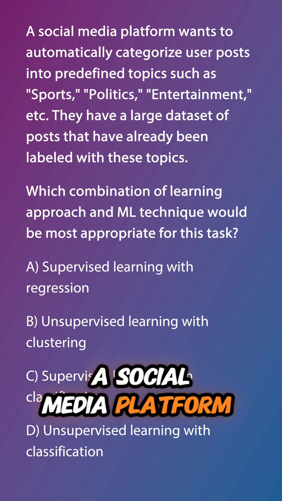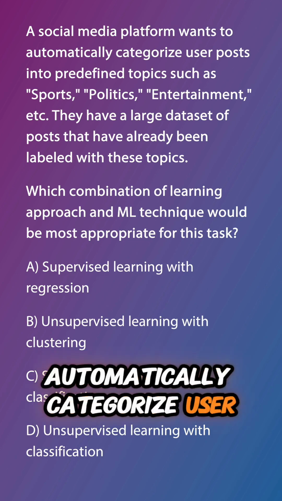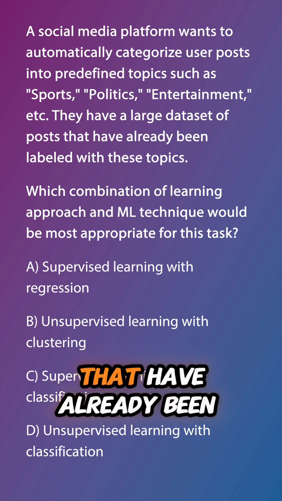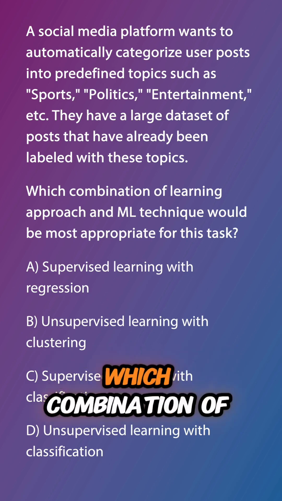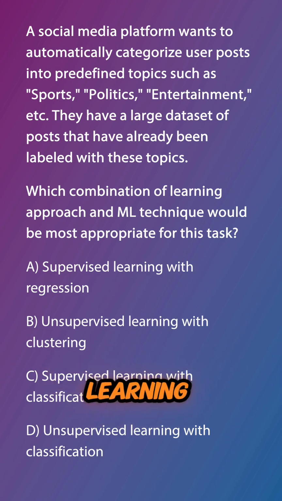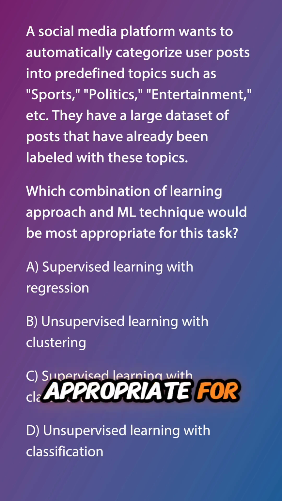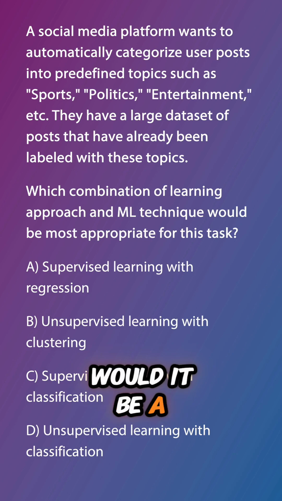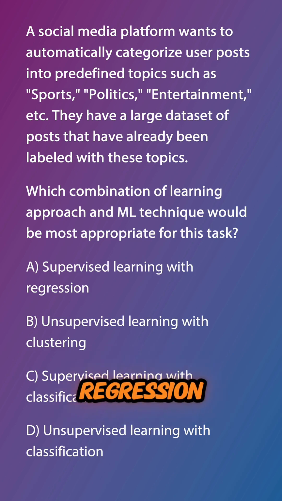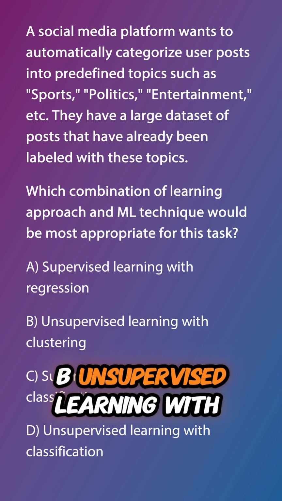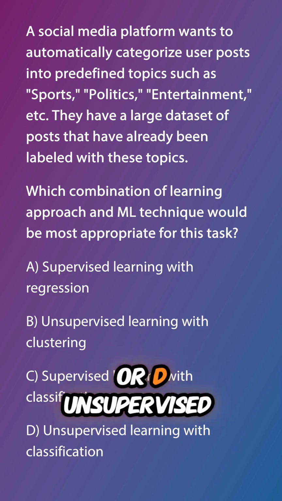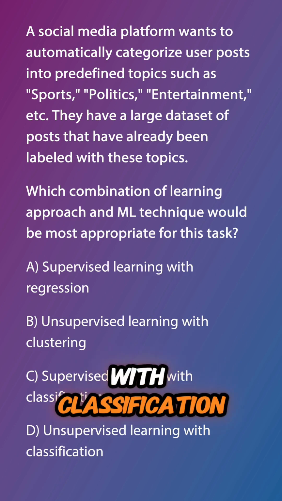All right, let's do a review question. A social media platform wants to automatically categorize user posts into predefined topics such as sports, politics, entertainment, etc. They have a large data set of posts that have already been labeled with these topics. Which combination of learning approach and machine learning technique would be most appropriate for this task? Ooh, I'm bringing in some stuff from a previous episode as well. Would it be A, supervised learning with regression? B, unsupervised learning with clustering? C, supervised learning with classification? Or D, unsupervised learning with classification?